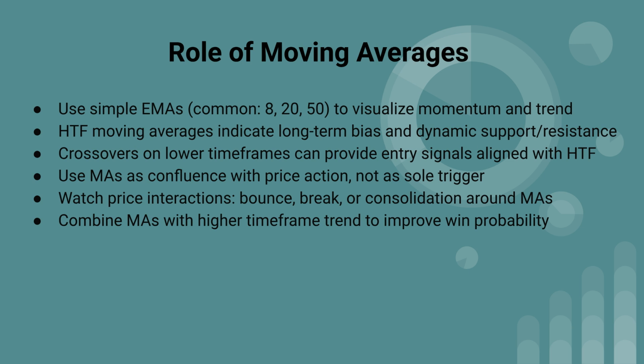Moving averages visualize momentum and trend. HTF MAs act as dynamic support/resistance, defining the long-term bias. They should be used for confluence with price action and combined with the HTF trend to improve trade probability.